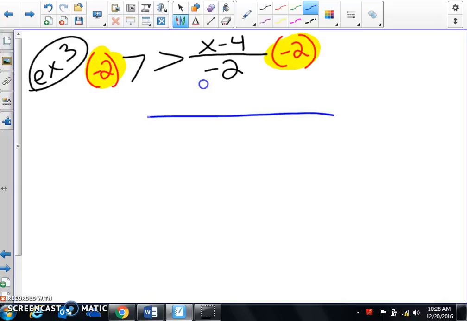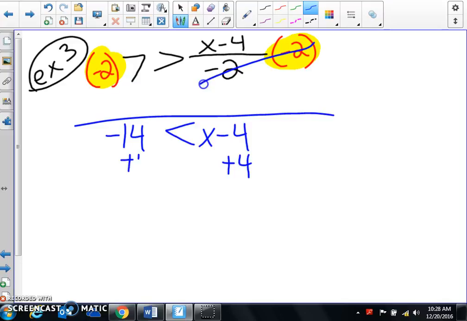I draw my line, I stop. Did I divide or multiply by a negative? Yes. So I flip. Over here is x minus 4. Negative 2 times 7 is negative 14. Okay, now I just need to add 4 on both sides. Draw my line. Did I divide or multiply by a negative? No, so I keep.